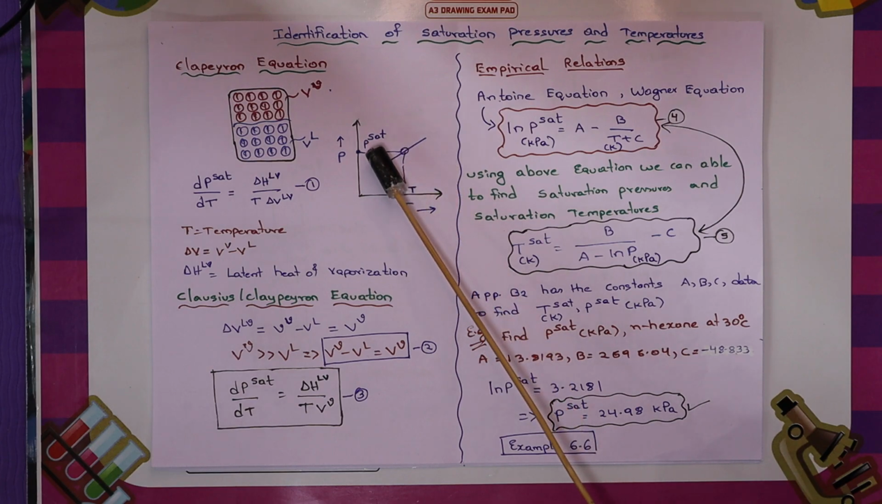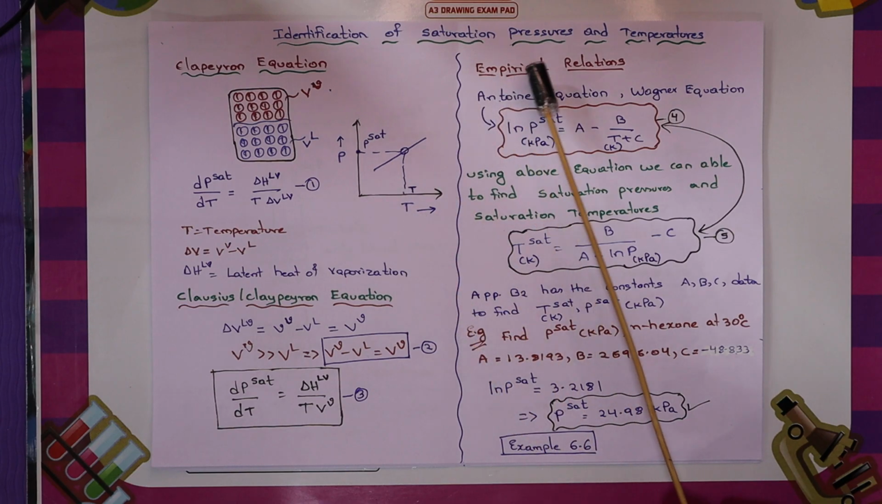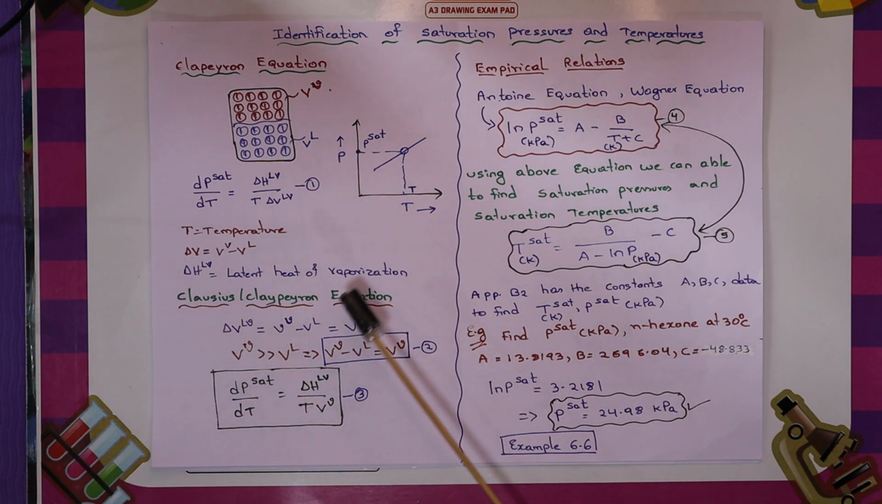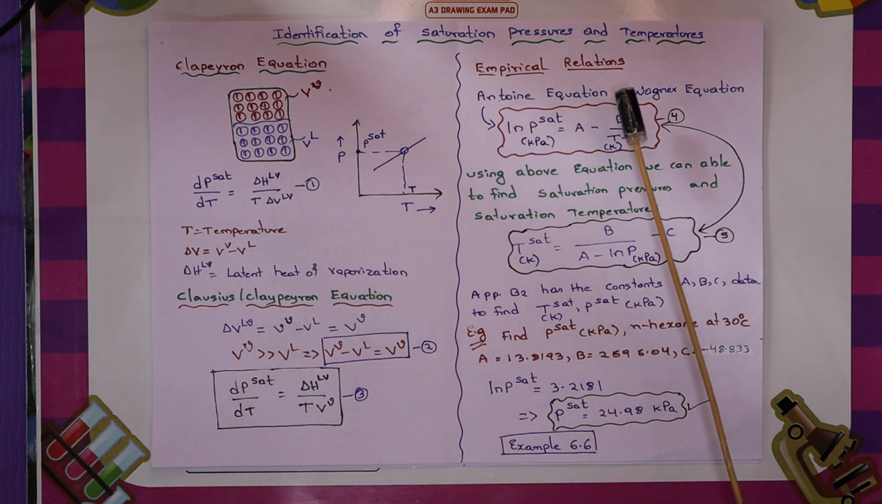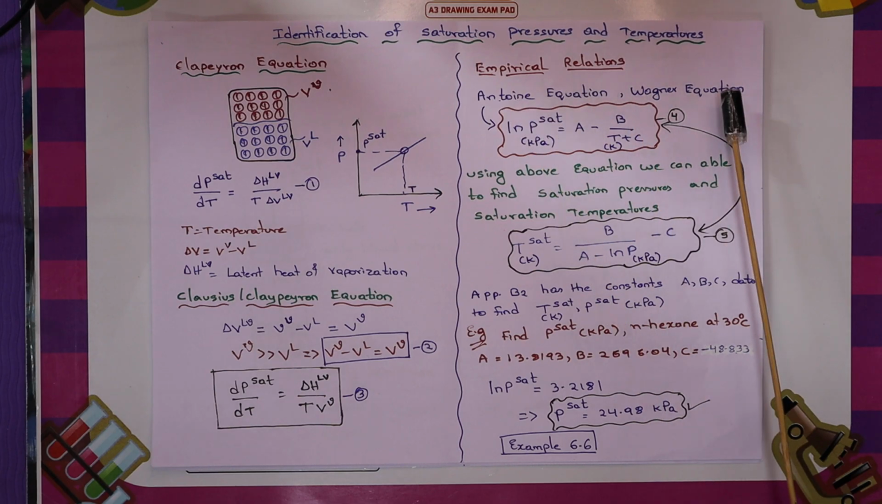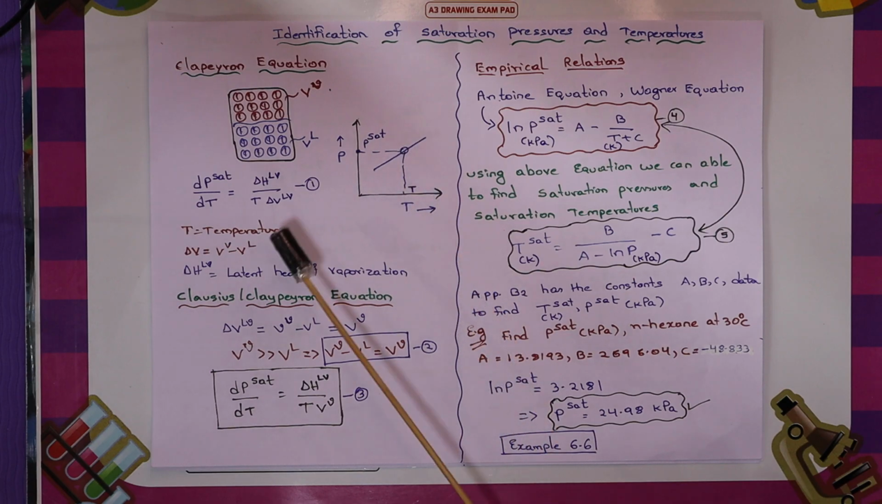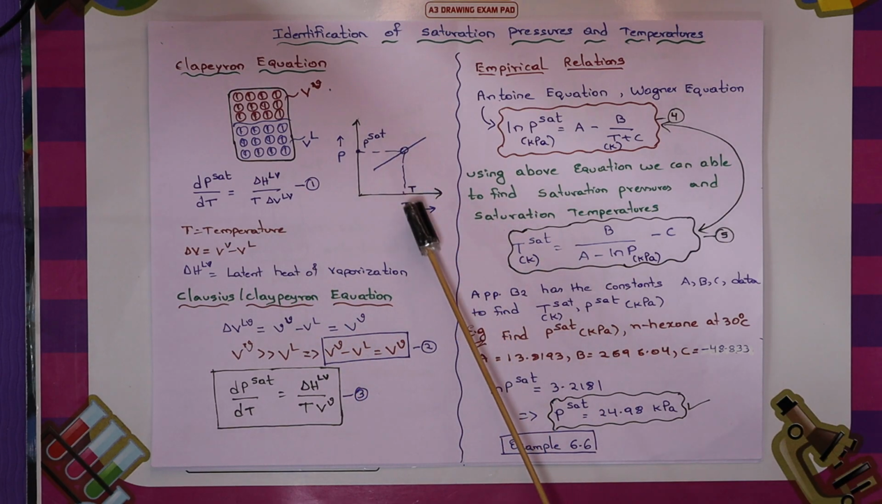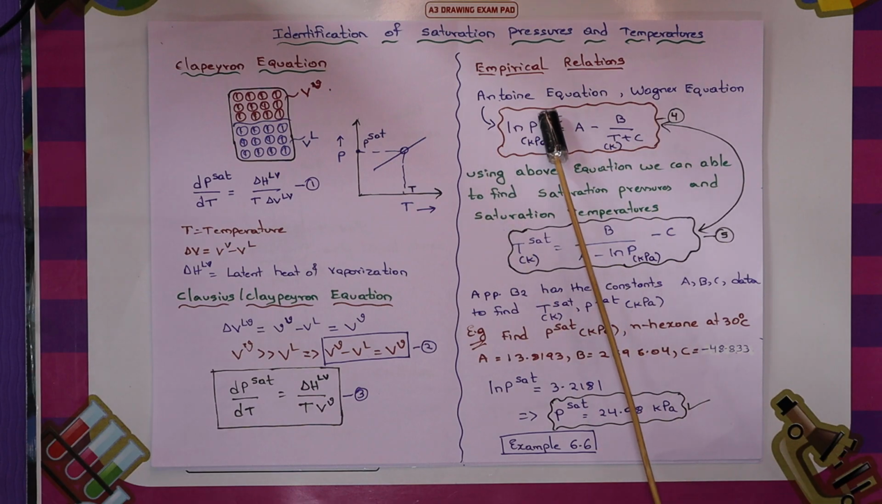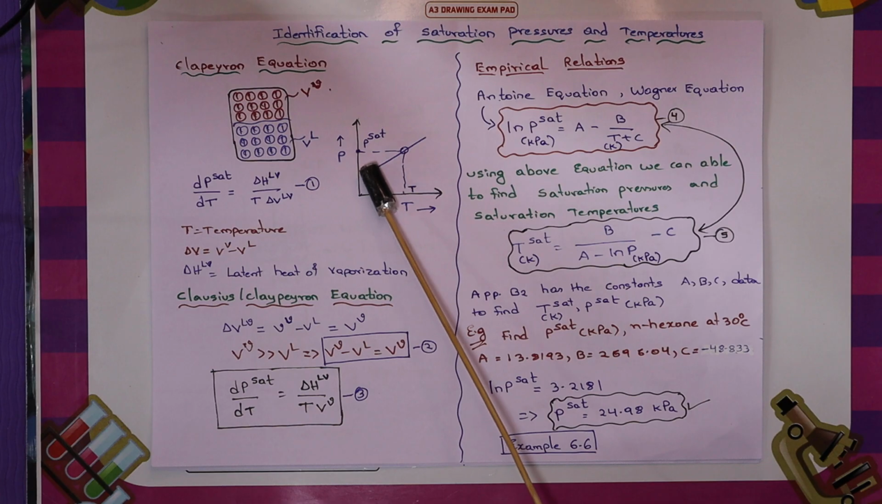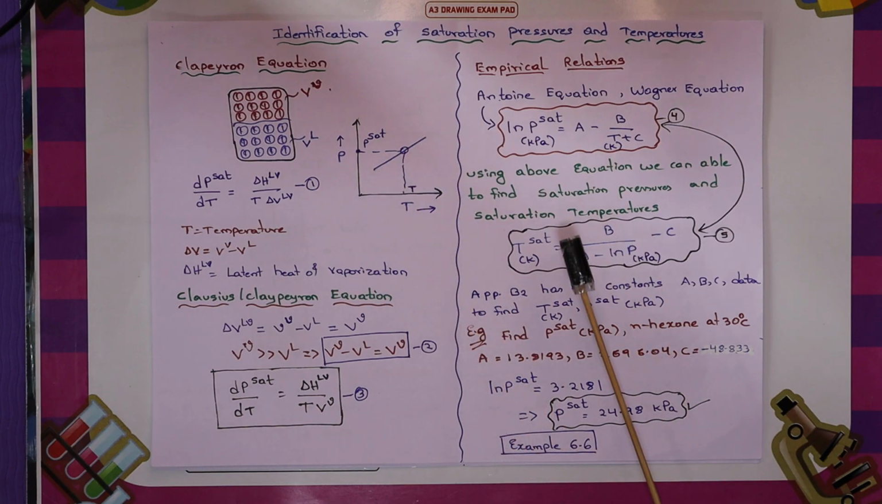You can see this line connects the saturation pressures and saturation temperatures. Many empirical equations were proposed based on the concept given by Clapeyron and Clausius-Clapeyron, such as the Antoine equation and Wagner equations. These predict this particular line. That means if you know the pressure, you know the temperature, and if you know the temperature, you know the pressure. Both can be calculated from the line equations.